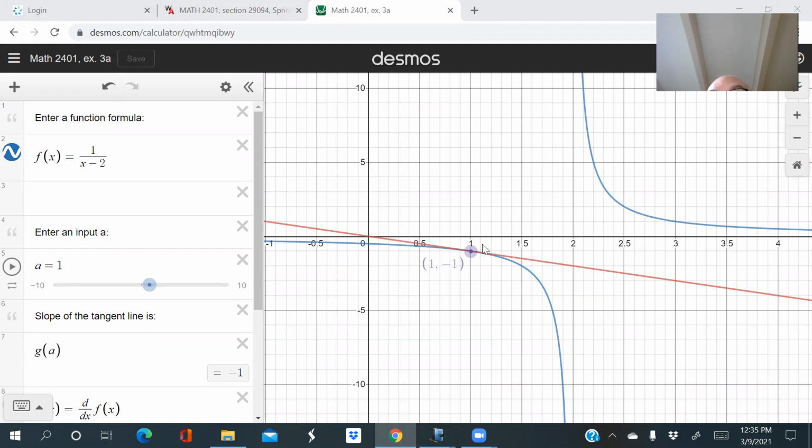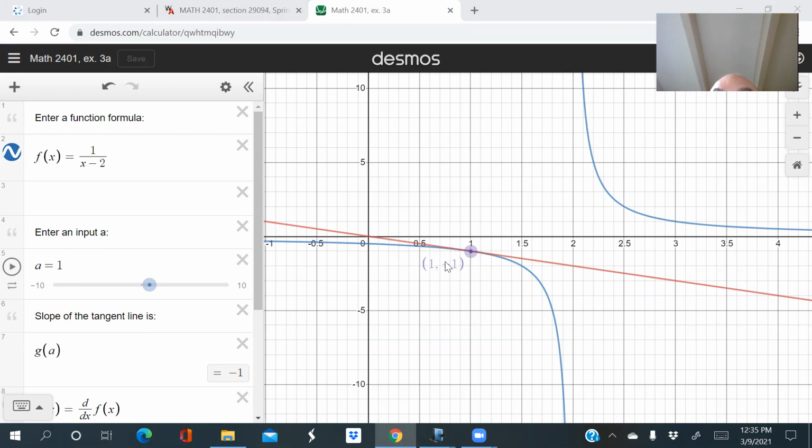Okay. And indeed, see, the curve is decreasing there at 1, right? And it's also decreasing at 0. In fact, it's decreasing at a lot of places, right? Okay, from left to right, okay?